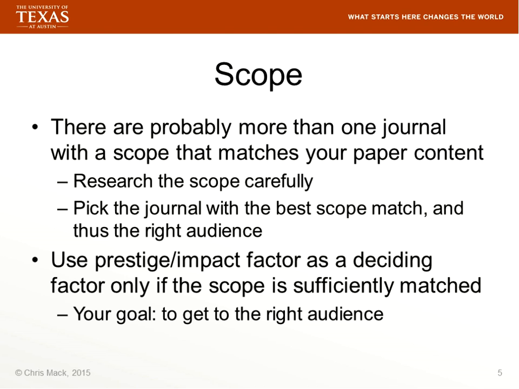Now, many of us think what we should be trying to do is get published in the journal with the highest impact factor. I'm not going to go into the whole debate about the value of impact factor as a way of judging journal quality or paper quality or anything else. But I'll just say this. If you use impact factor as your sole criterion for deciding which journal to publish in, you're making a big mistake. What you want to do is to get the right audience. In my opinion, you find the journal with the best scope match. Then, if there is more than one journal, because there often is, you might use prestige or the impact factor as a deciding factor between them.